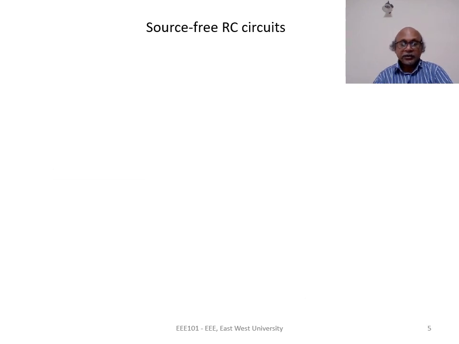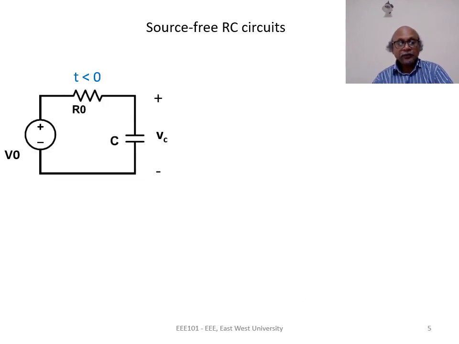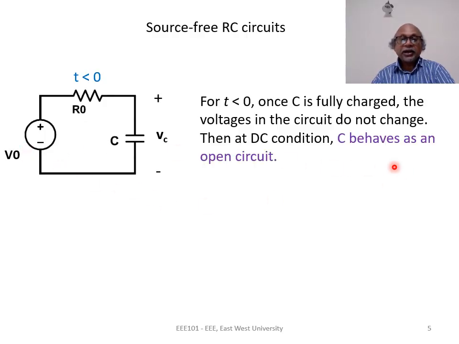First, we look at the circuit for t less than 0. Here, the voltage source V0 will be charging the capacitor. Once the capacitor is fully charged, all the voltages in the circuit will become constant. The current will also not change with time, and the DC condition will be realized.